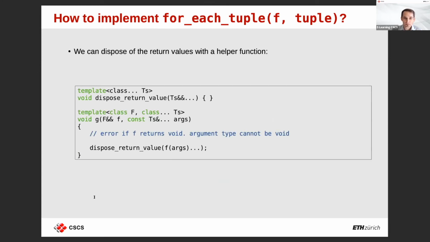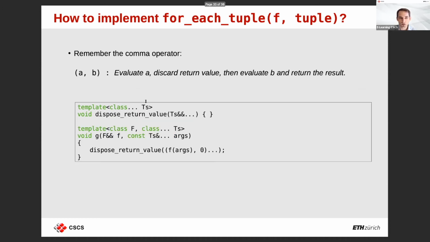We might try to dispose of the return values just with a helper function. Say we have this little function here, dispose return value, that takes an arbitrary number of parameters and then does nothing. This works in principle, but only if f has a non-void return value, because we cannot have void as the argument type of this little helper function here.